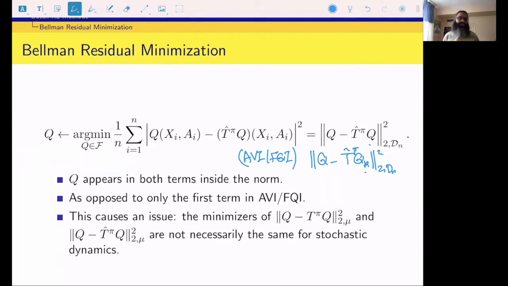It's a Q_k, so it is not a function of the current Q that we are optimizing. Is this clear? I'm getting a few nods.